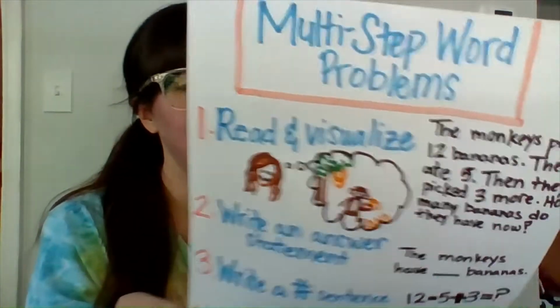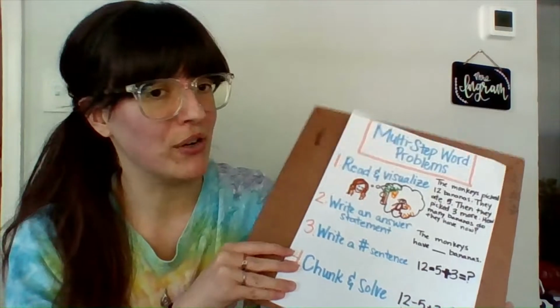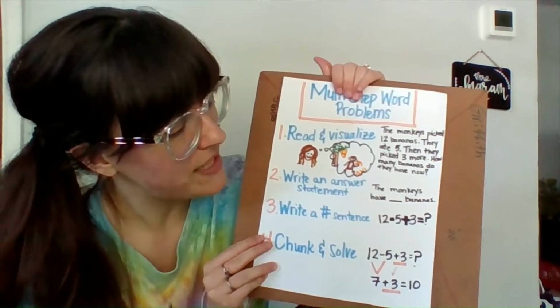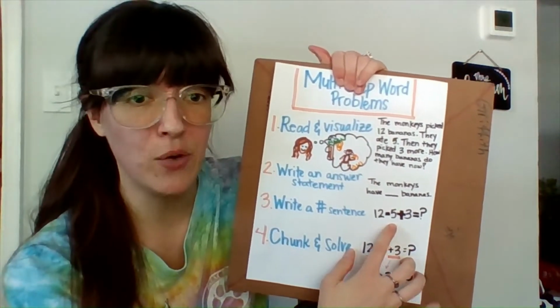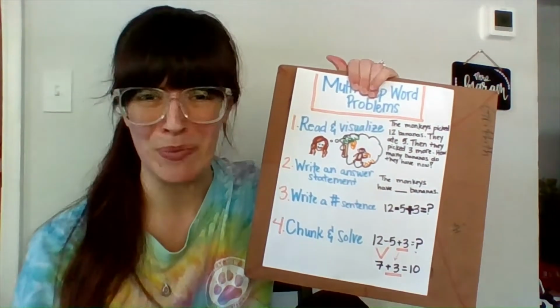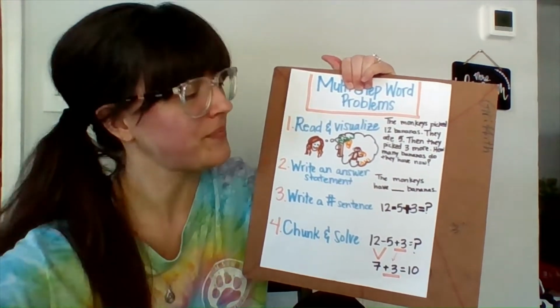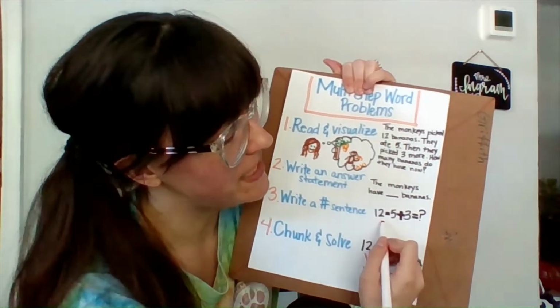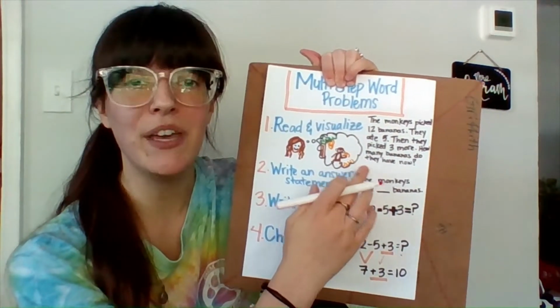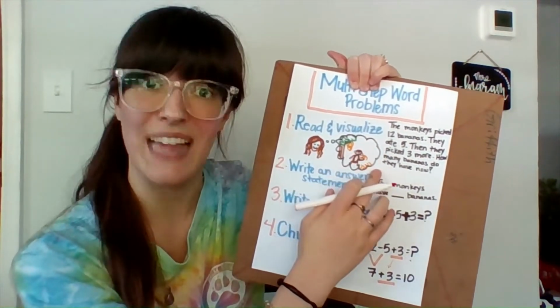So next up, it says write a number sentence. Now this number sentence might seem like it came out of nowhere. It just says 12 minus 5 plus 3, but what did that have to do with anything? Well, my friends, all of these different numbers came from the context of the word problem itself.